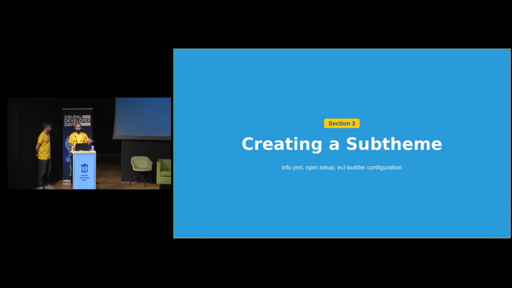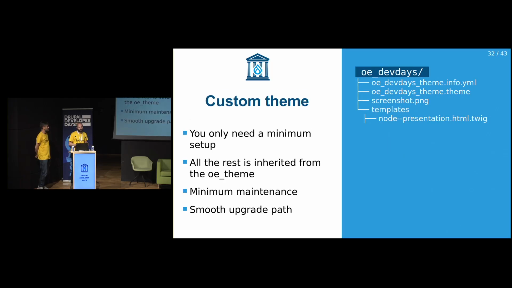You have everything from the OpenEuropa theme. So you only need actually these files: the definition file of the theme, which is the info.yml file, and the preprocess for some basic data manipulation, and a screenshot file. And then directly you can use your templates and make the integration happen there with ECL. All the rest is inherited from the OE theme.